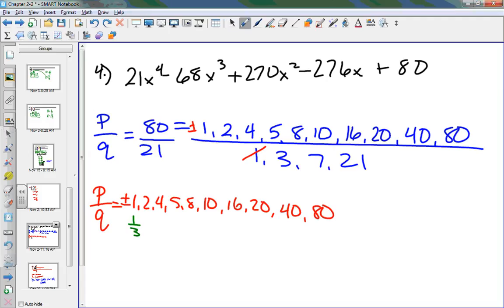That's 1/3. That's going to be 2/3, 4/3, 5/3, 7/3, 8/3, 10/3, 16/3, 20/3, and so on. You with me? I'm not going to name them all.